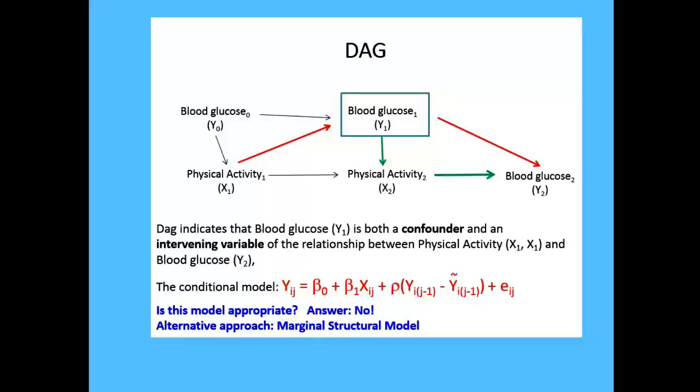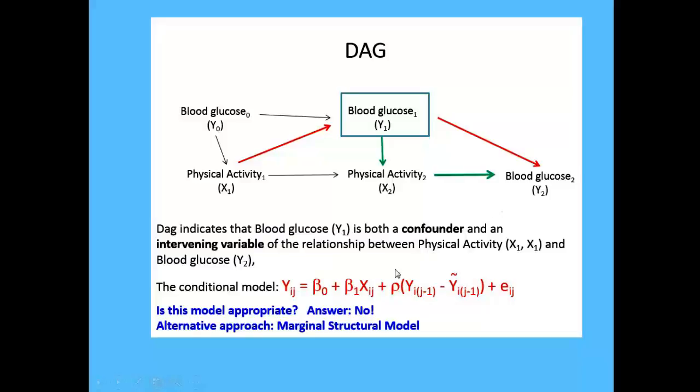How can you see that when you look at this DAG, blood glucose is a confounder between physical activity and, in other words, the immediately preceding value, Y1, is a confounder between physical activity level and blood glucose level at time 2? How can you see that? Because this is like C to E and C to D. So this is a confounder. Is it also an intervening variable relating physical activity to blood glucose? Well, not this physical activity, but this one, the early one. So there's an intervening variable in here.